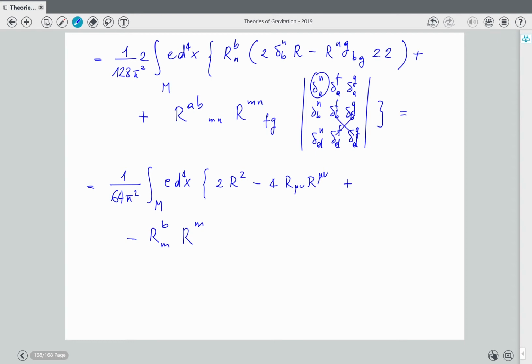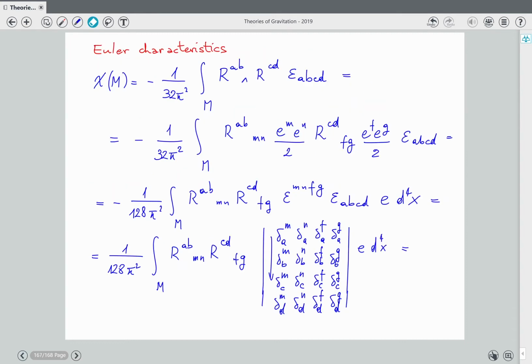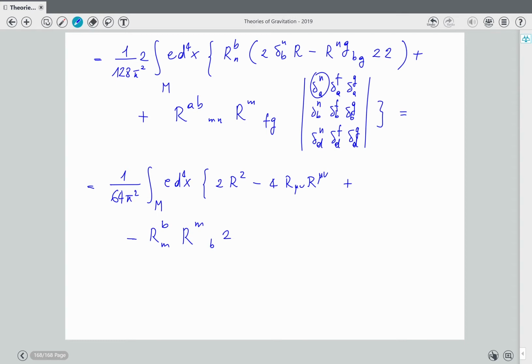But by anti-symmetry in F and G, they give twice the same result. So it's sufficient to put F equal to B and G equal to D. F equal to B and G equal to D. And this is D. So that is it.